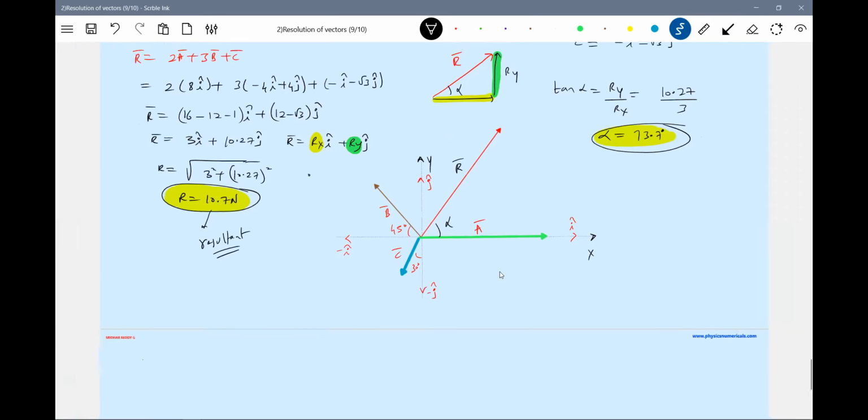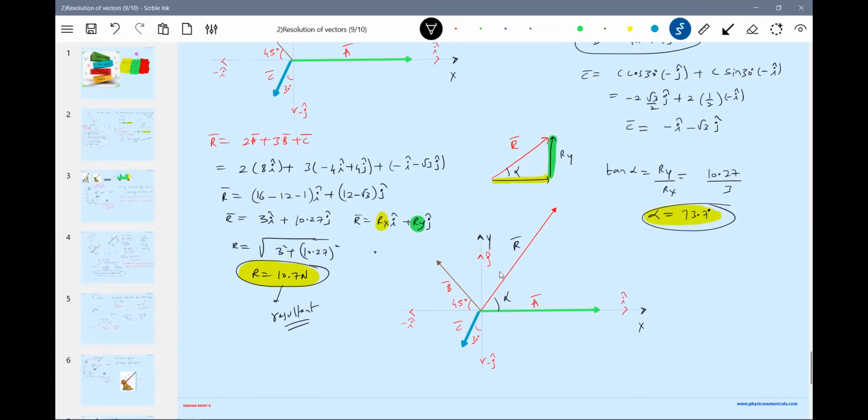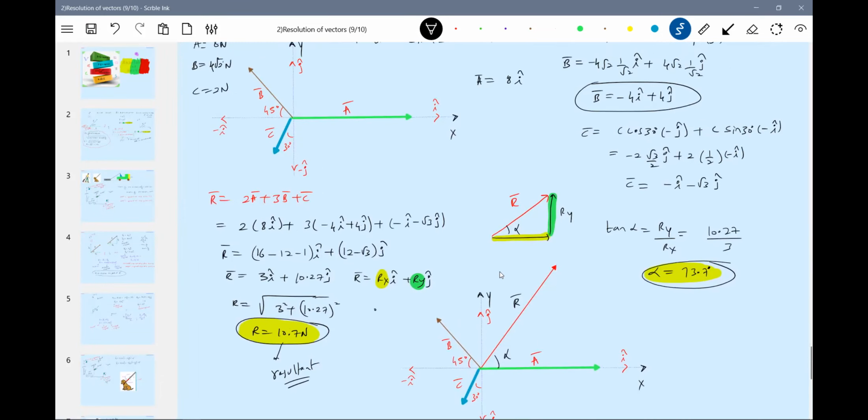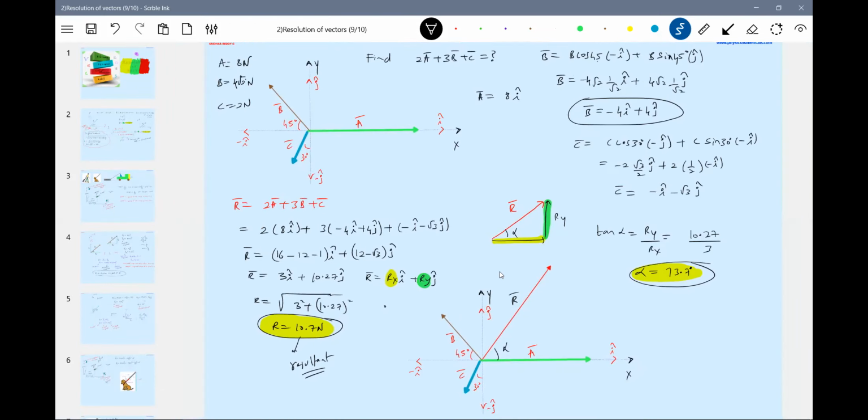Hope everyone is able to understand the significance of resolution of vectors. That was the main purpose. Why I'm putting in all this much effort is to make students analyze. The resolution of vectors has an idea, a use of it. We must learn it.